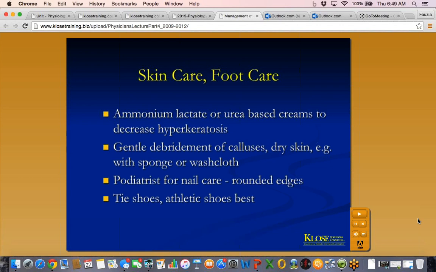For shoes, you want to make sure they're not wearing tight footwear. Sometimes lace-up shoes are better because they provide some balance protection. The patient feels more secure and can control how tight they make them.